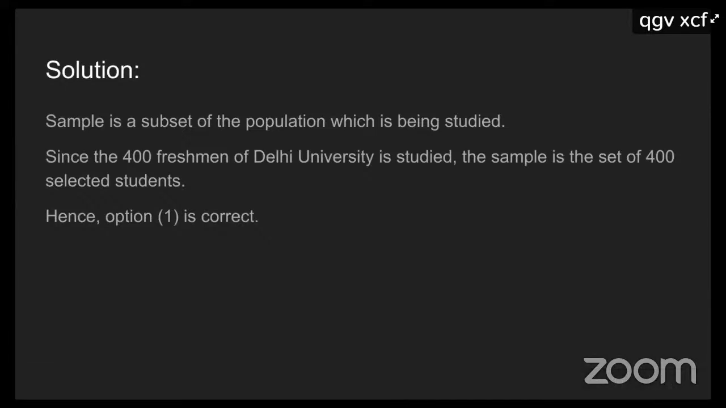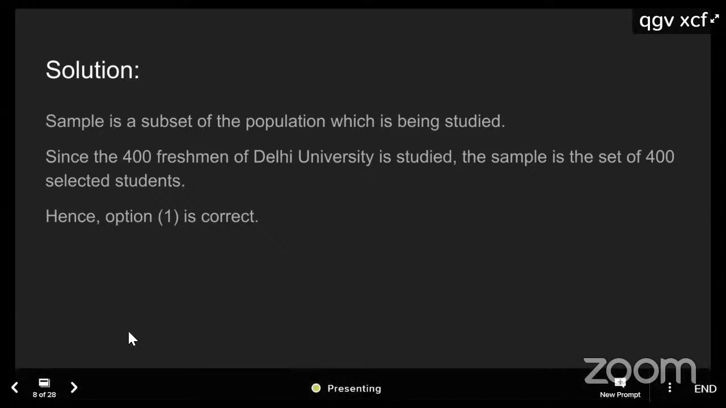You are doing the study on those 400 freshmen of Delhi University, right? Then what will be the sample? Those 400 freshmen were selected randomly for doing the study. The sample is nothing but the subgroup or subset of the population, and that's why the sample will be the 400 selected students. Is it clear to everyone?